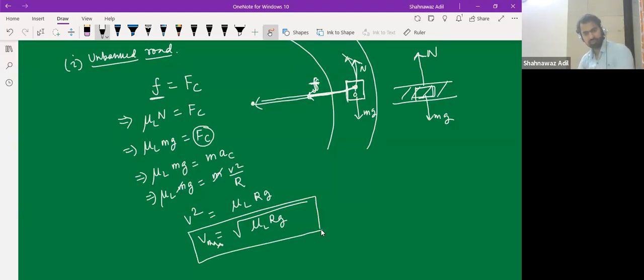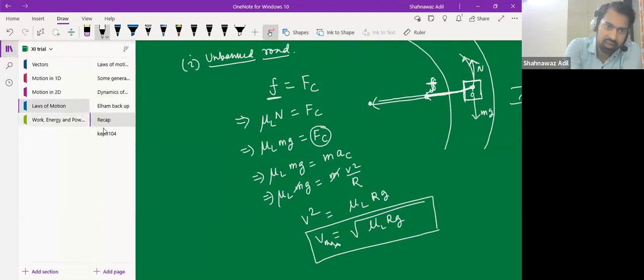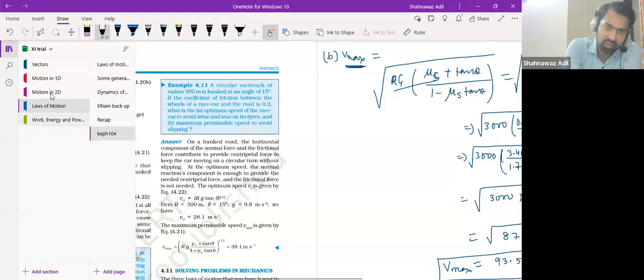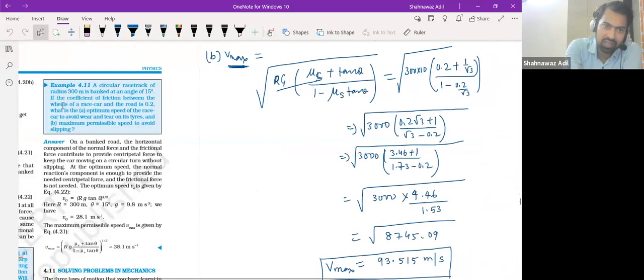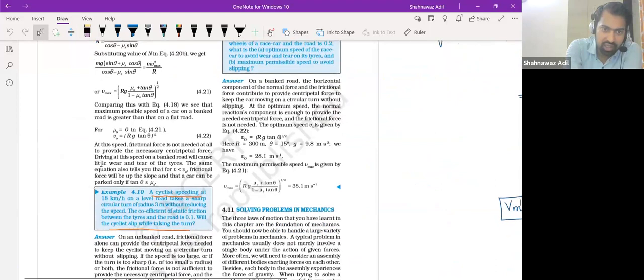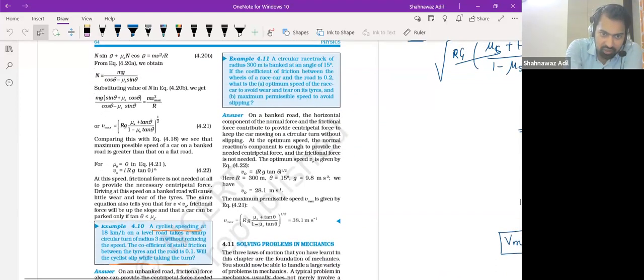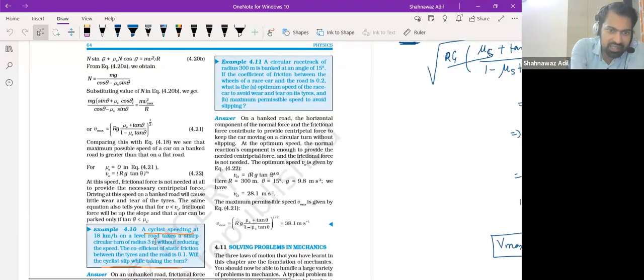So do you have any doubt in this part? When they ask to check if he will slip or not, then what do we have to calculate? So let's say that we did this question, and you guys calculated all the values. Let's say that we take it without the coefficient, will the cyclist slip or not? So this is in the unbanked road, and this is the question.